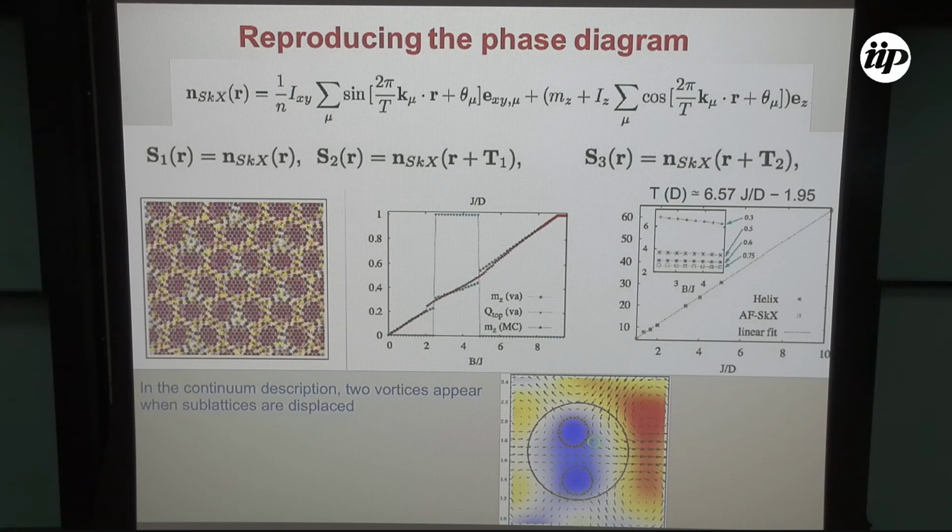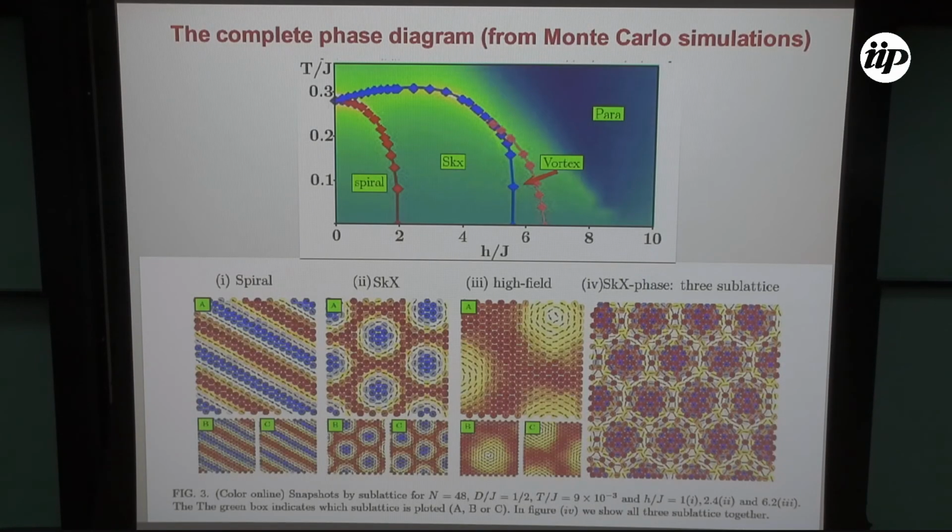Essentially, if you want to reproduce something like this, what you have to do is to combine three different spirals. Okay? If you combine three different spirals, then you get this lattice here. So three different spirals like this. One in this direction, another in the other two, in the three directions of the triangular lattice. And then you get this.